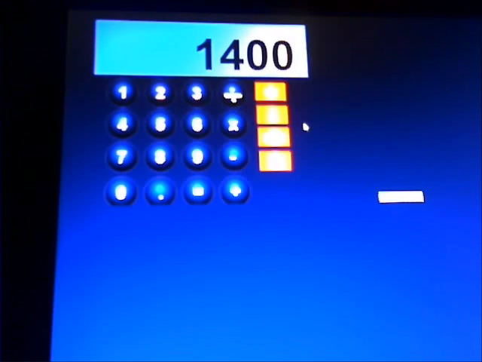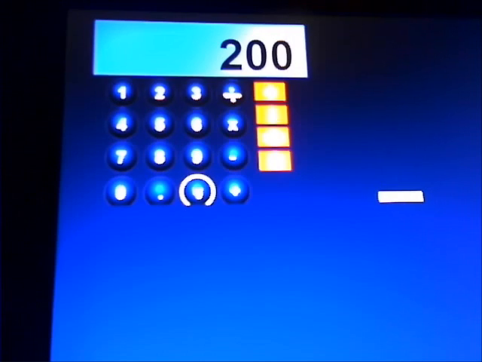Now we're trying to find out the mean, the average. So in this case, what is our average daily amount of sales made? We have put in 7 totals, so we're dividing by 7, and that gives us our answer. Our average daily sales are 200.